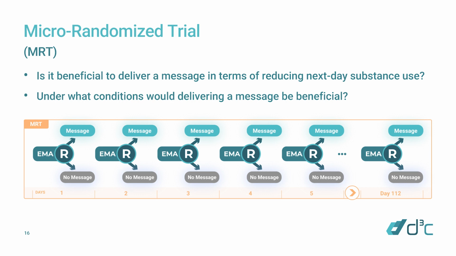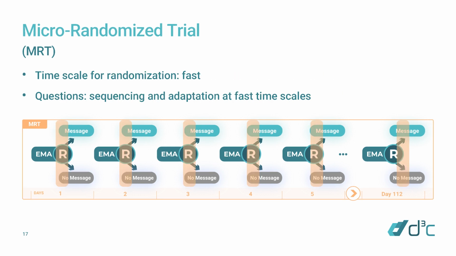But instead of triggering a message when risk is high, because I don't know if I should, I randomize to message versus no message. You see? So I'm randomizing on a much faster timescale compared to the SMART because I want to answer scientific questions about how to best construct a JEDI in which the adaptation happens on a fast timescale.